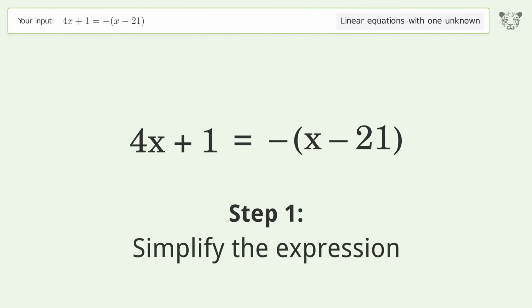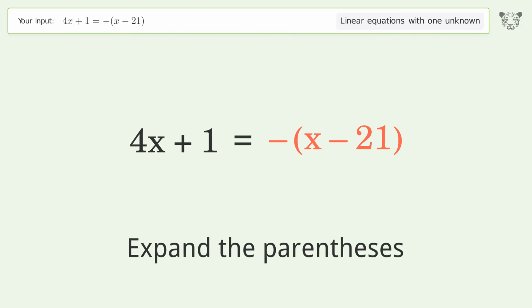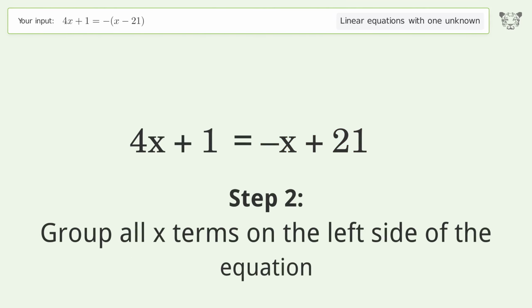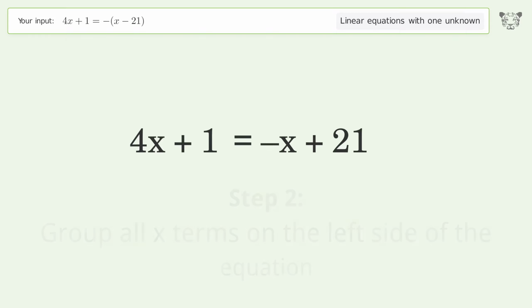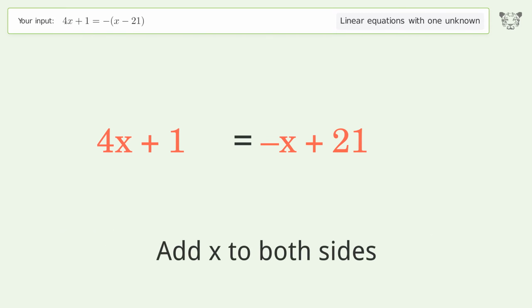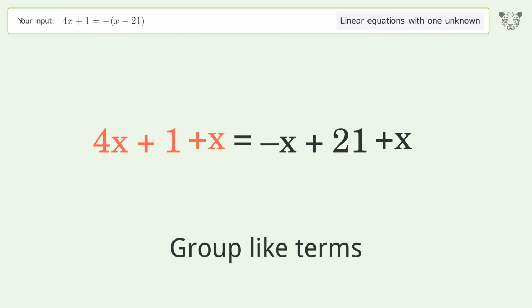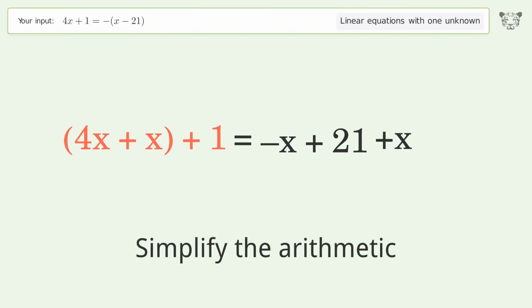Simplify the expression. Expand the parentheses. Group all x terms on the left side of the equation. Add x to both sides. Group like terms. Simplify the arithmetic.